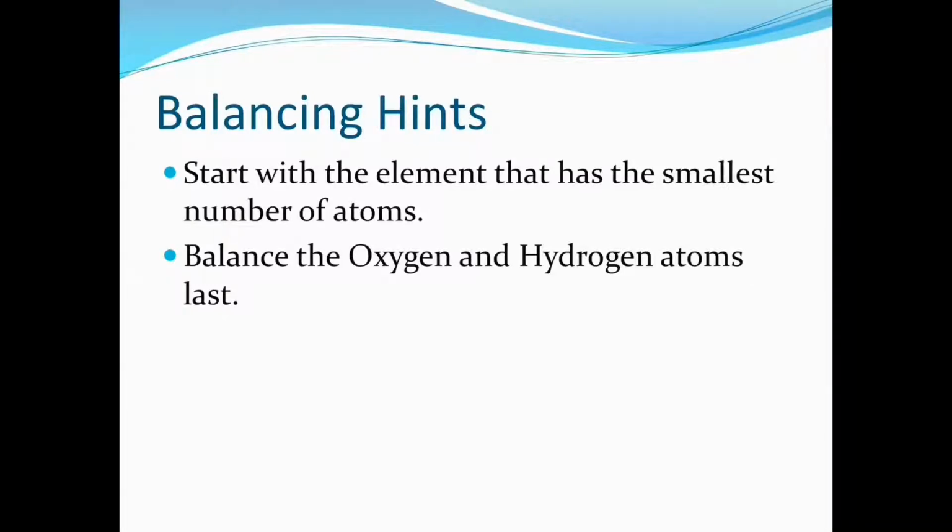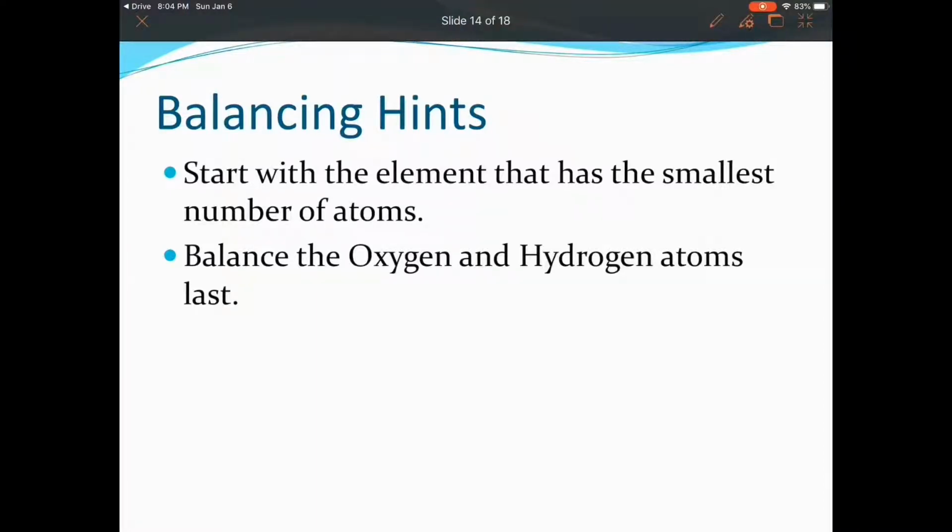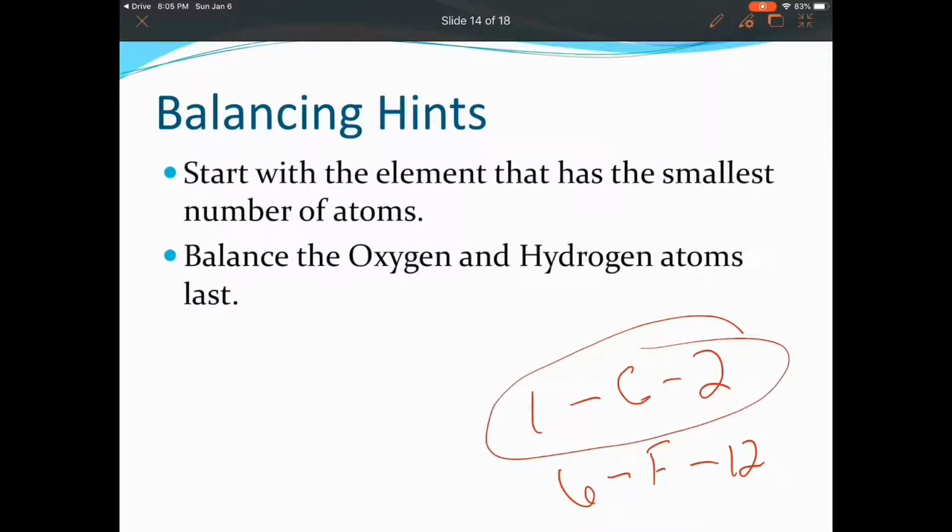I am going to give you a couple hints that should help you through the balancing as well. First thing would be to start with the elements that have the smallest number of atoms. So let's say we're doing an equation that has 1 carbon on one side and 2 on the other, but also has 6 fluorines on one side and 12 on the other. The one you're going to want to start with is your carbon because it has the smaller number of atoms and it's going to be easier to balance first.